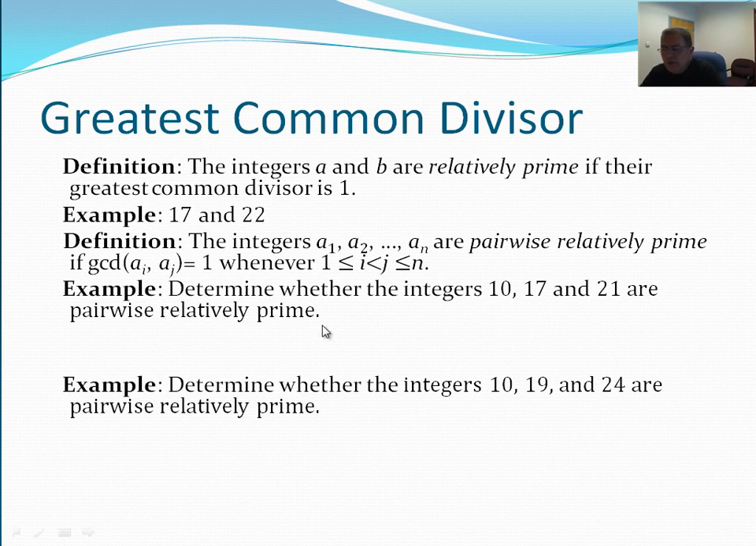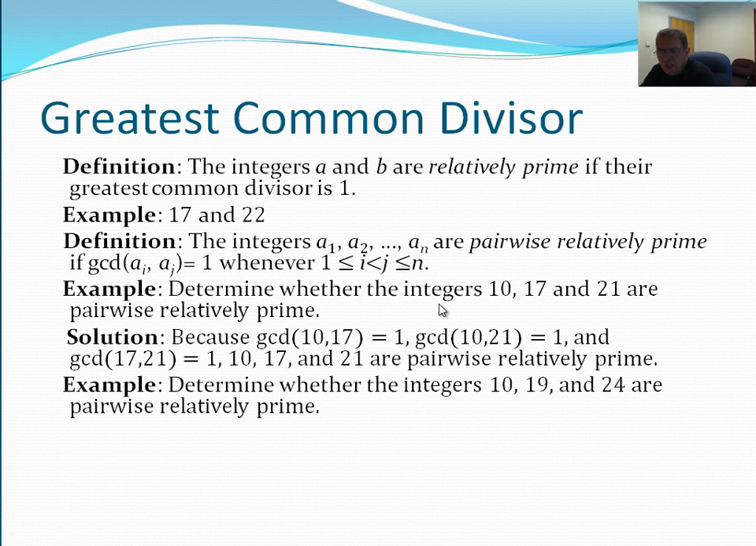So here's the example. Determine whether the integers 10, 17, and 21 are pairwise relatively prime. Well, GCD of 10 and 17 is 1. GCD of 10 and 21 is 1, because you cannot find any number greater than 1 that 10 and 21 are both divisible by. GCD of 17 and 21 also is 1. Therefore, we say 10, 17, and 21 are pairwise relatively prime.